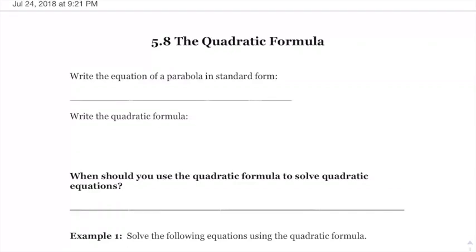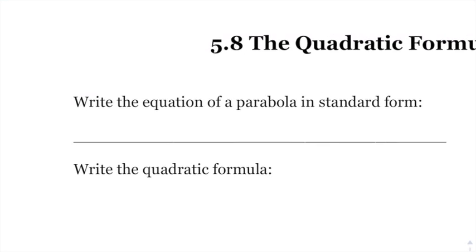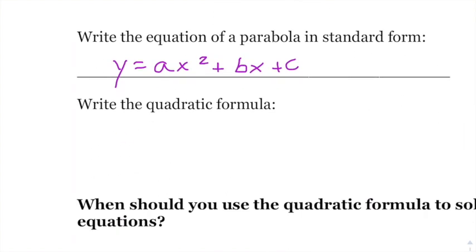Alright, here we go. Today we're going to be talking about the quadratic formula. So, first of all, before we can do the quadratic formula, you need to know the standard form of a parabola, and that's ax squared plus bx plus c. And we've been using that for a little bit here, and you've been using that in Algebra 1, so that's straightforward.